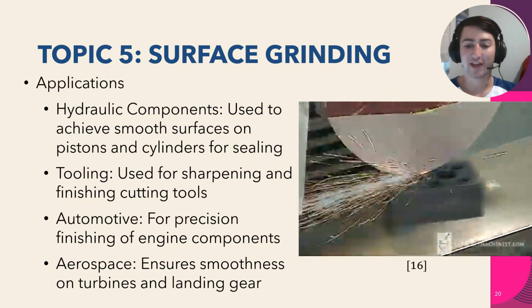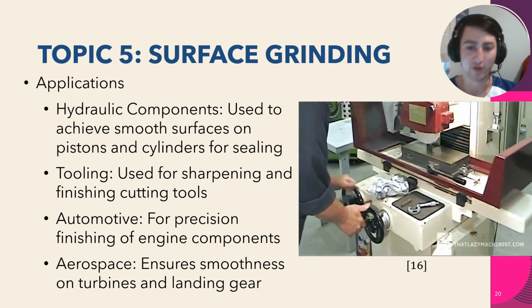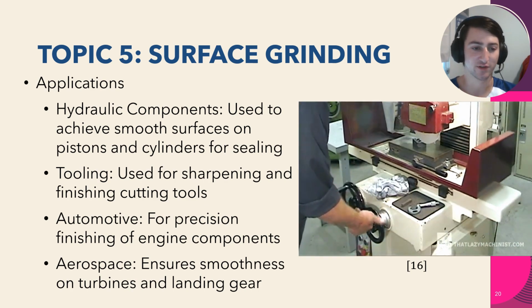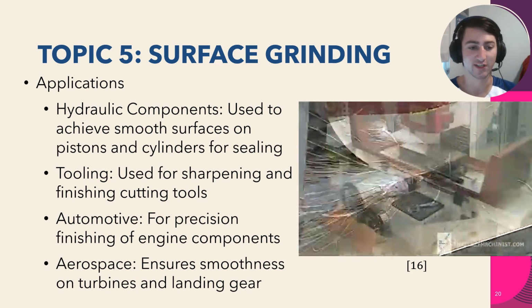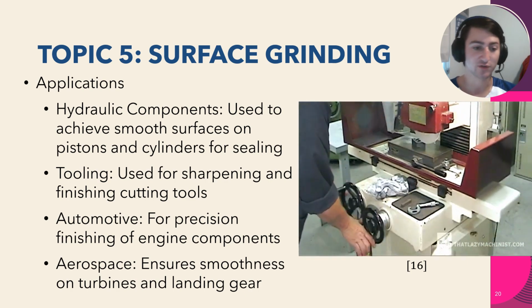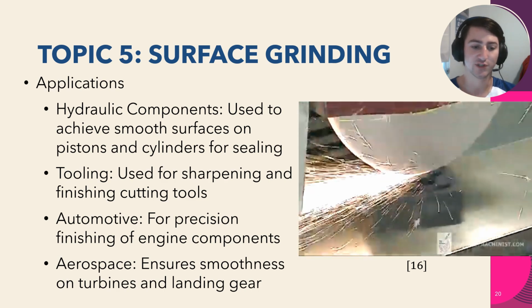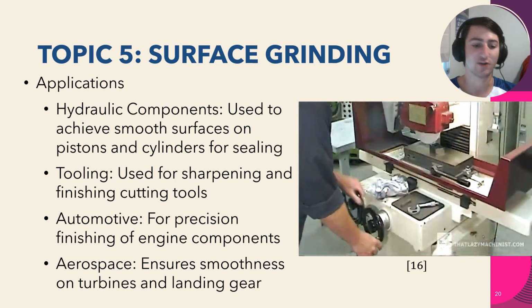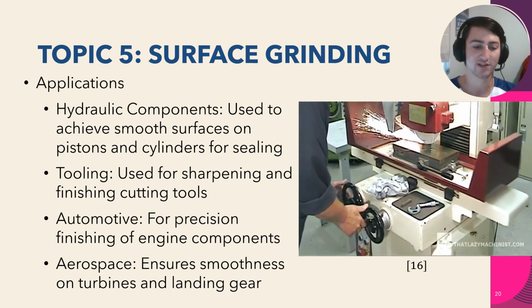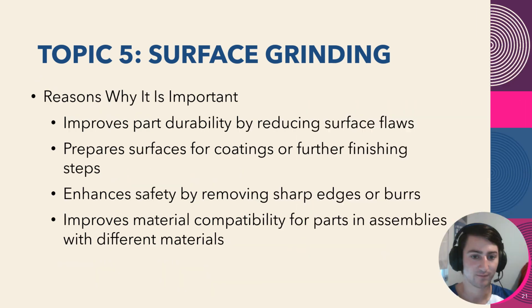For the applications of surface grinding, you can see in the video here someone moving it back and forth to get that smooth surface. For hydraulic components, it's really important to have smooth surfaces for good sealing and cylinders. For tools, it can be used to sharpen and finish those cutting tools. Automotive, again, precision finishing of engine components to make sure they fit together tightly. And then aerospace, again, smoothness on turbines, so they have good properties, and landing gear.